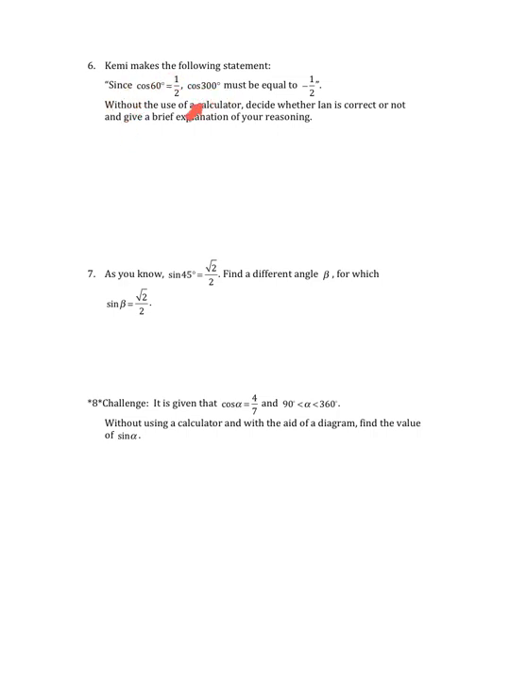Kimmy makes the following statement. Since cos of 60 is a half, cos 300 must be equal to a negative half. Without the use of a calculator, decide whether Kimmy is correct or not, and give a brief explanation of your reasoning. Okay, well, I do not want you to just punch cos 300 into your calculator, please. It even says don't use your calculator.